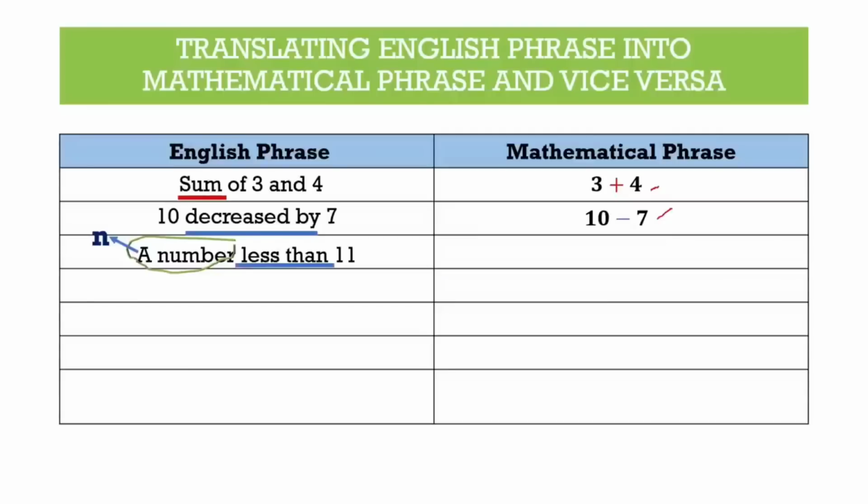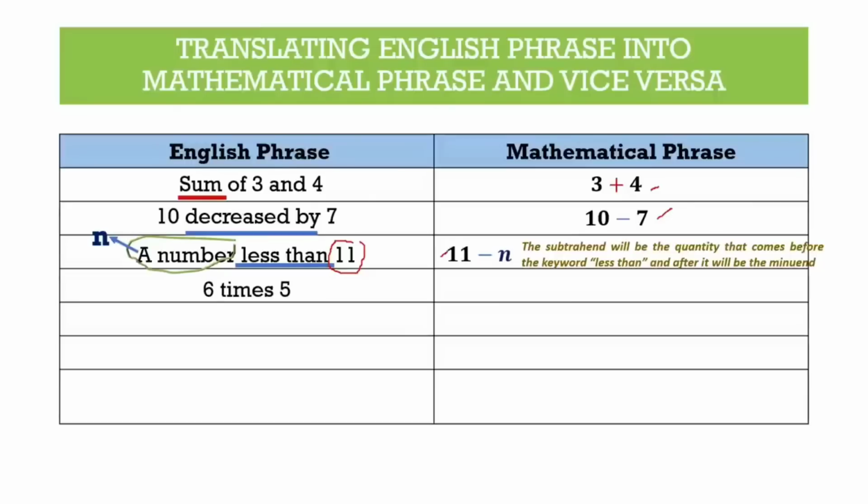And then we know that less than is under subtraction, and then we can write 11. But we have to remember that the subtrahend will be the quantity that comes before the keyword less than, and after it will be the minuend. It means that 11 is our minuend since it follows the words less than, and the number is our subtrahend. So our mathematical phrase is 11 minus n.